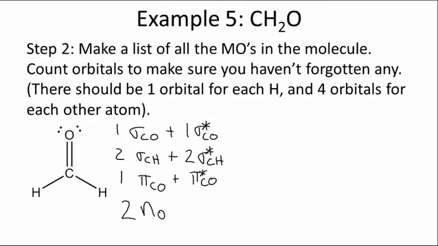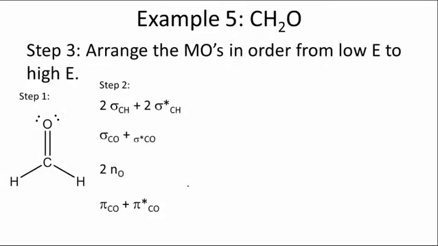All right, so we should have a total of 10 orbitals because we have a carbon atom and an oxygen atom, 4 for each of those, and then 1 for each hydrogen. Should be 10 orbitals. I have 1, 2, 3, 4, 5, 6, 7, 8, 9, 10. 10 orbitals. All right, so my orbitals are accounted for. Next, we're going to put them in order from low energy to high energy.